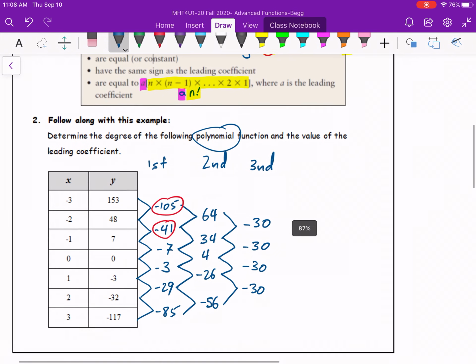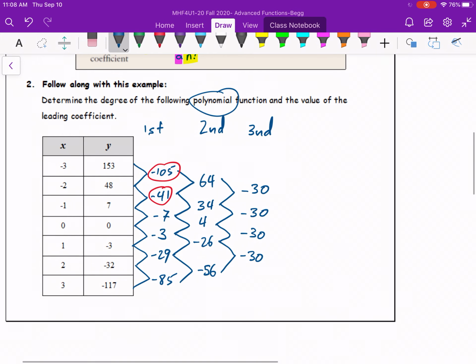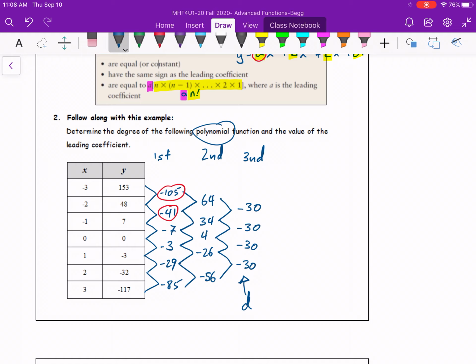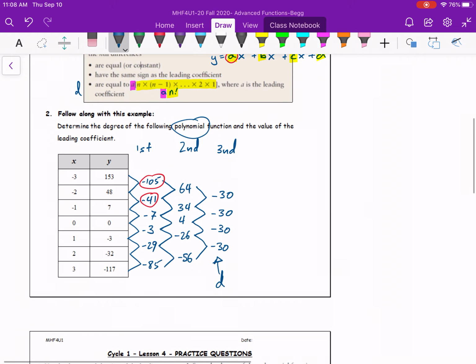So these are our constant differences. There are third differences in this case. Let's just call them D. And if we go back to that last bullet there, we're told that D is equal to A times n factorial. D equals A times n factorial. So that's going to be helpful because now we can find out what A is.